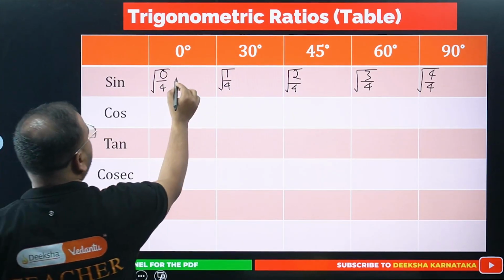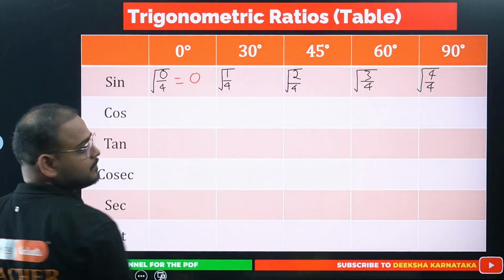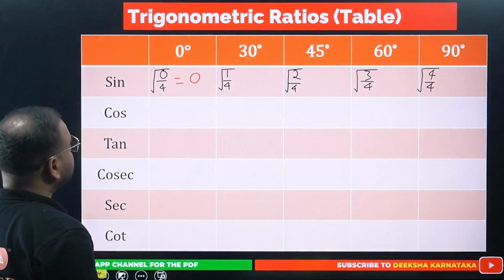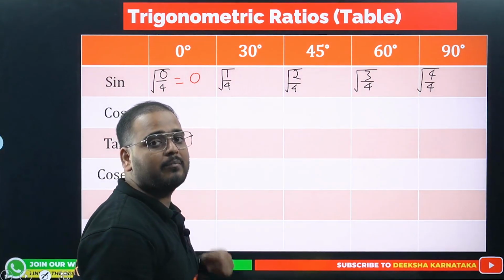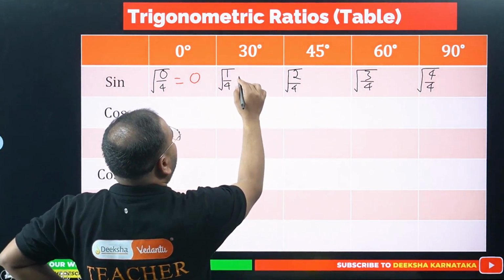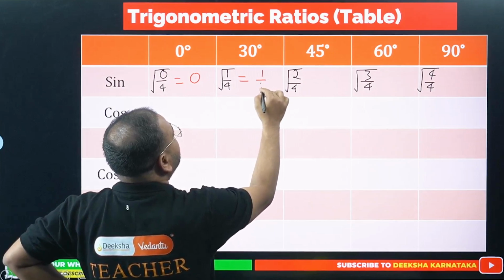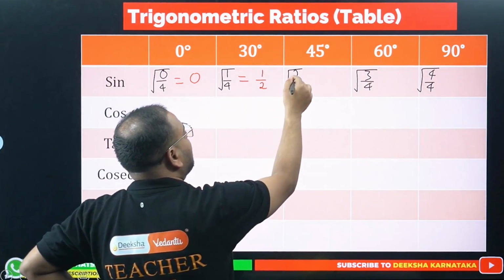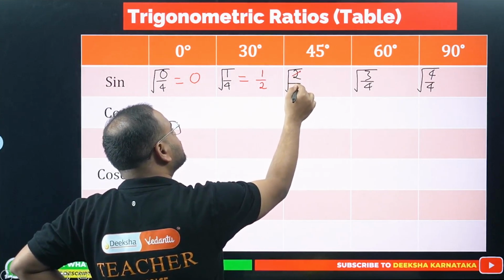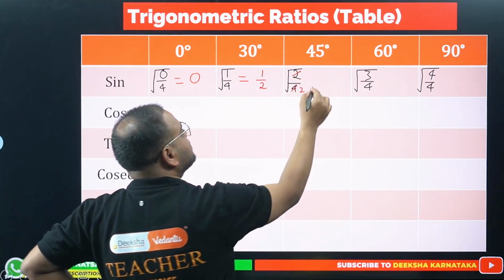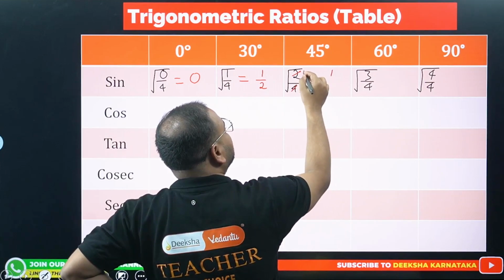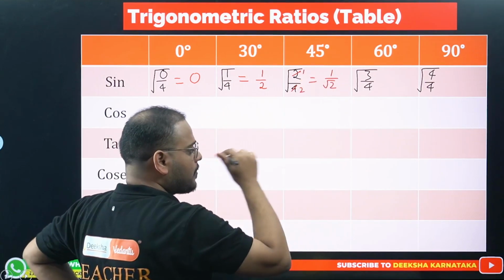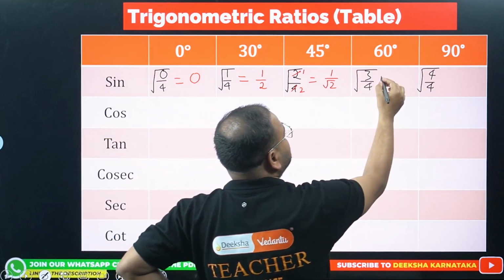What is my answer? 0 by 4 root is 0. 1 by 4 root: root 1 is 1, and root 4 is 2, so 1 by 2. Root 2 by 4: I'll cancel this and get 2 here, so this becomes 1 in the numerator. Root 1 is 1 and root 2 is just root 2. I can't take the root of 3, so it will be just root 3.